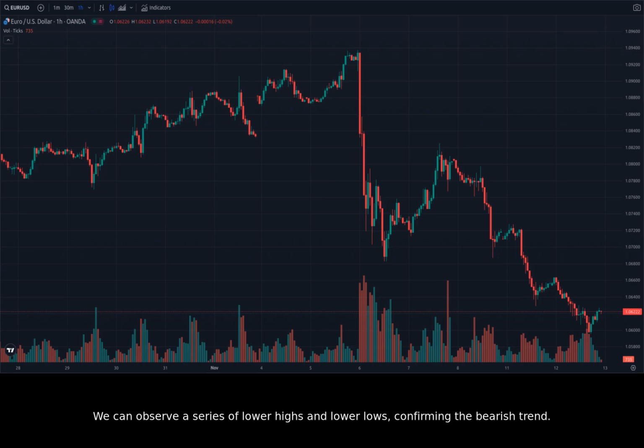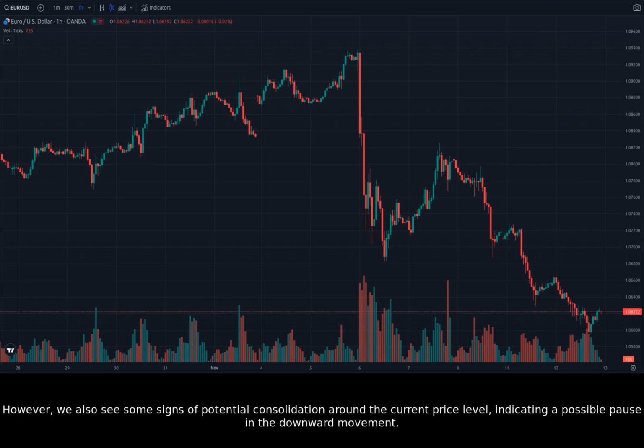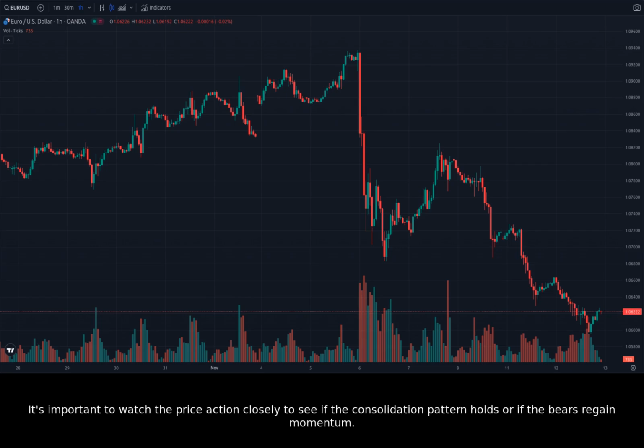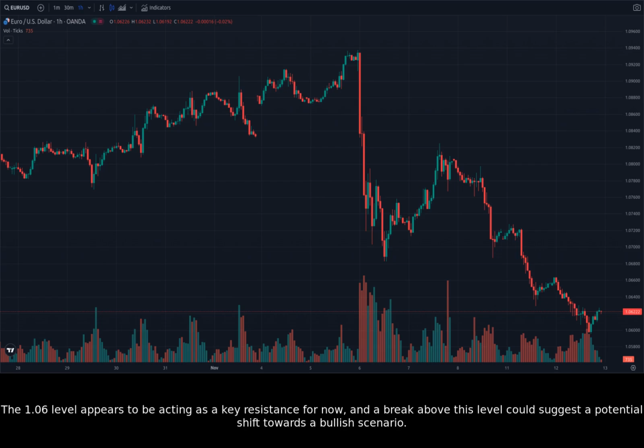Zooming in on the hourly chart reveals some interesting price action. We can observe a series of lower highs and lower lows, confirming the bearish trend. The recent decline has been relatively sharp, suggesting strong selling pressure. However, we also see some signs of potential consolidation around the current price level, indicating a possible pause in the downward movement. It's important to watch the price action closely to see if the consolidation pattern holds or if the bears regain momentum. The 1.06 level appears to be acting as a key resistance for now, and a break above this level could suggest a potential shift towards a bullish scenario.